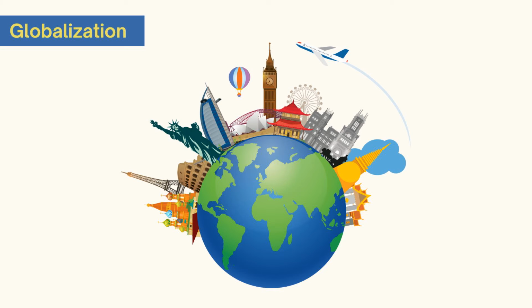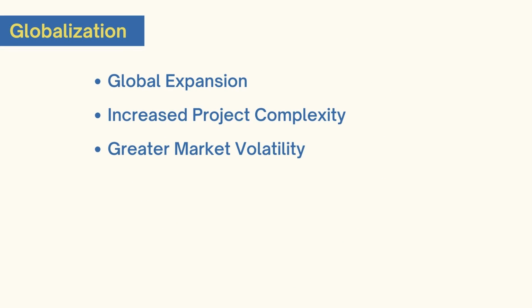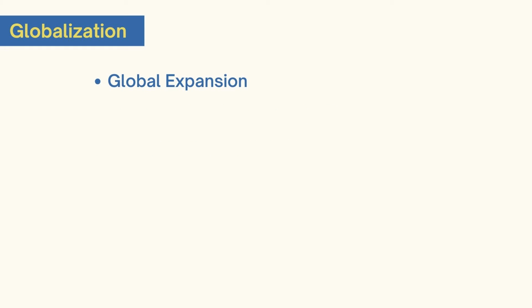This shift is driven by global expansion, increased project complexity, and greater market volatility. These changes are leading to technological advancements in supply chain worldwide, revolutionizing supply chain management. Key forces impacting supply chain include global expansion, increased project complexity, greater market volatility. Let me elaborate on global expansion.